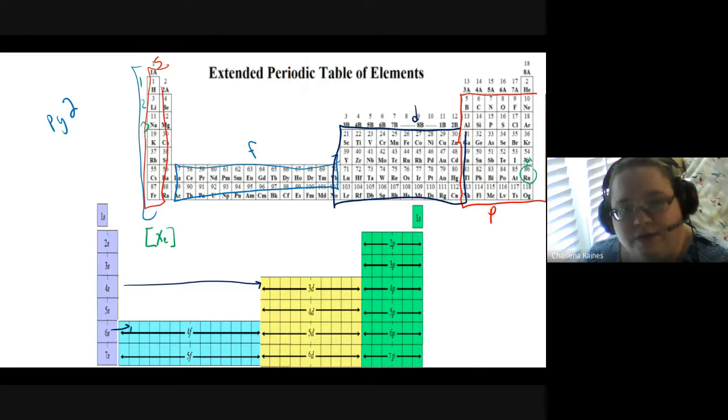One, two, three, 4, 5, 6. Sorry, didn't have it numbered. After that, 55 is in the 6th period. S block, it can hold 2. Now I can easily see my F's. My F's are 2 less, so 4F.